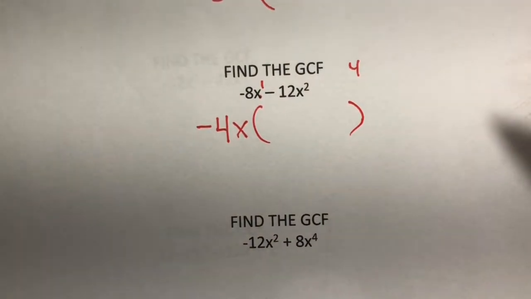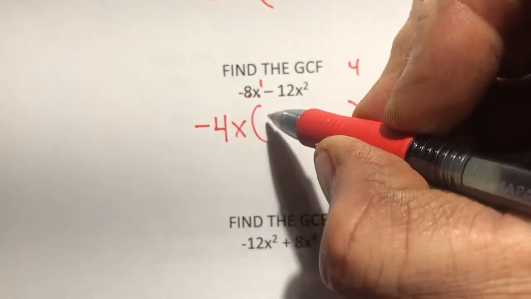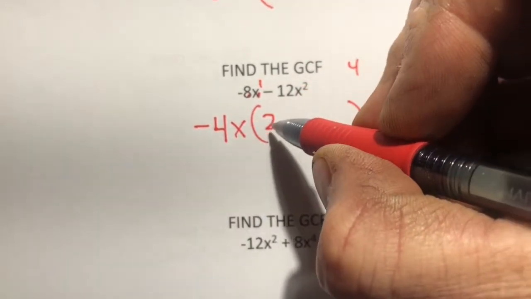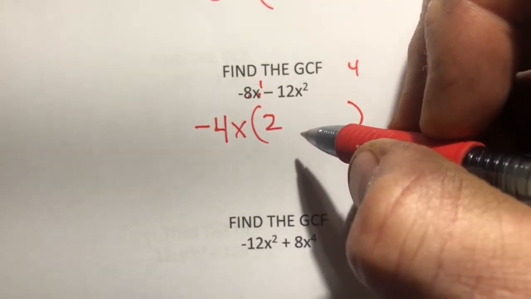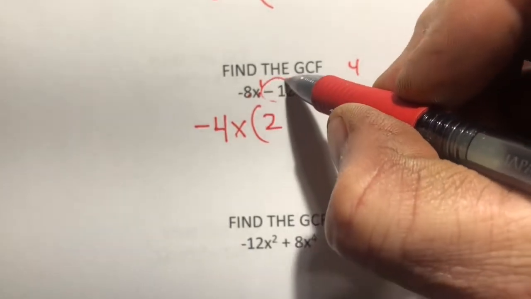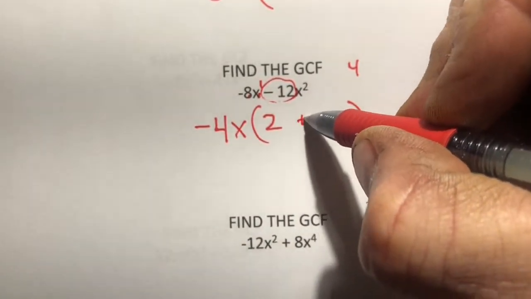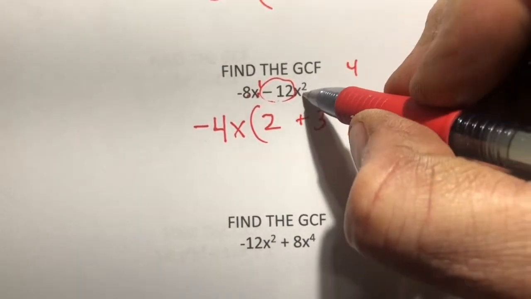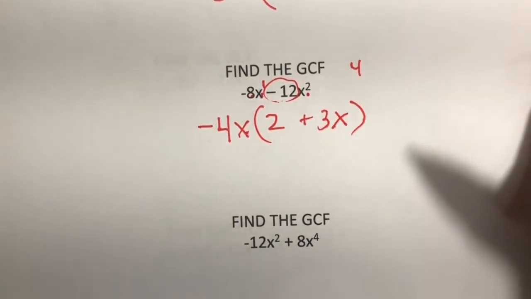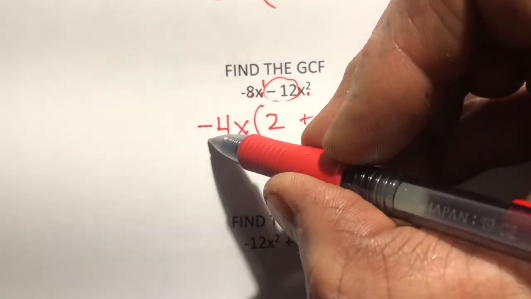Now I factor it out. So negative 8 divided by negative 4 is a positive 2. I've got an x, and I'm factoring it out, so there's no x left over. All right, now this is not going to be minus here because I'm factoring the minus out. So I do negative 12 divided by negative 4, which is a positive 3. I've got an x squared. I'm dividing an x out, so it's going to knock it down to just 1x. And there you go. There's my GCF factored out.